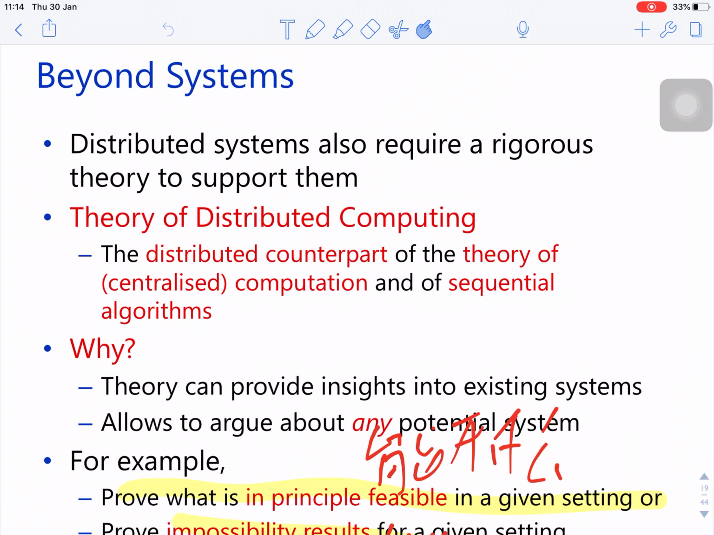Now let's come to distributed systems, lecture 2. We know that distributed systems also require a rigorous theory to support them. For example, we have the theory of distributed computing, the distributed counterpart of the theory of centralized computation, of the sequential algorithm. So it's like distributed computing.